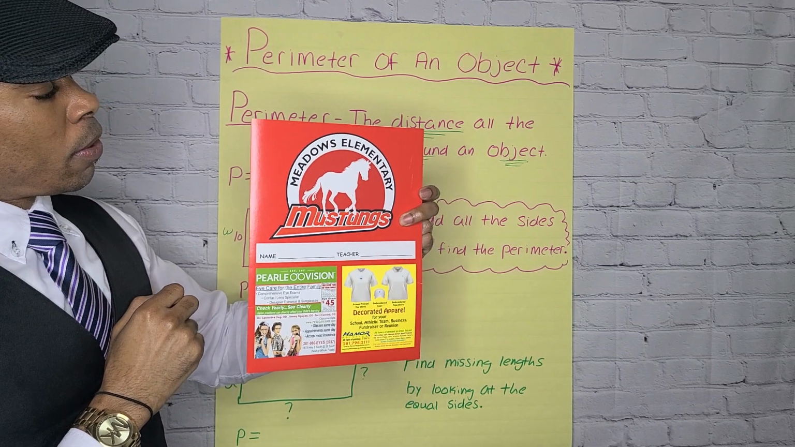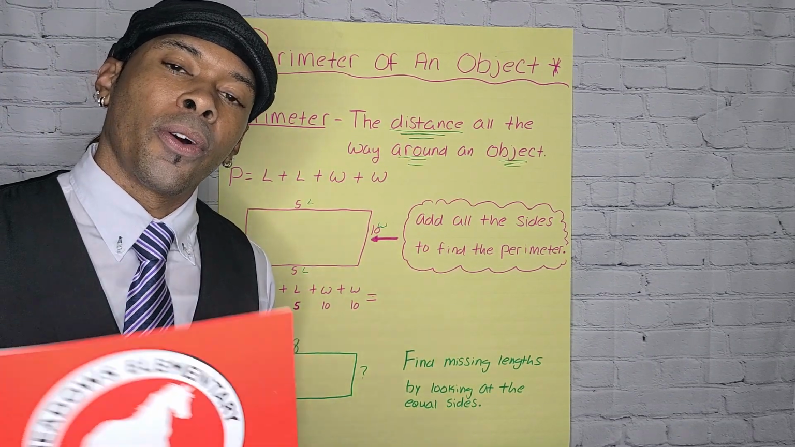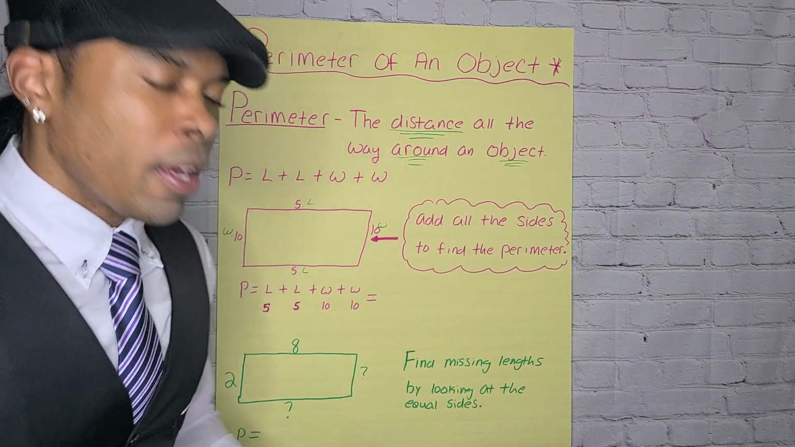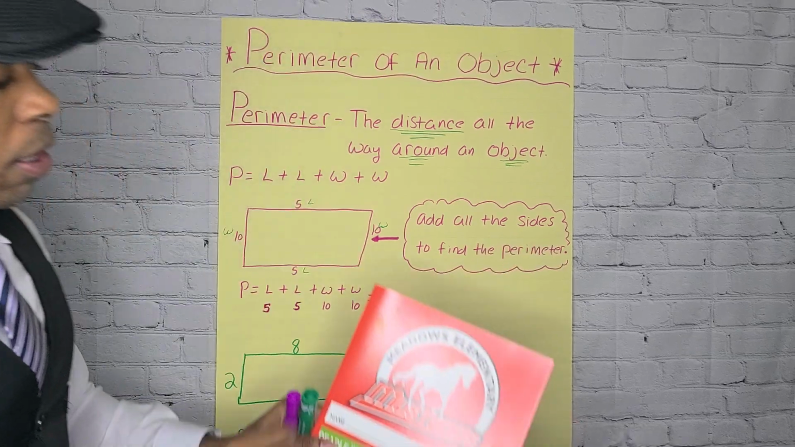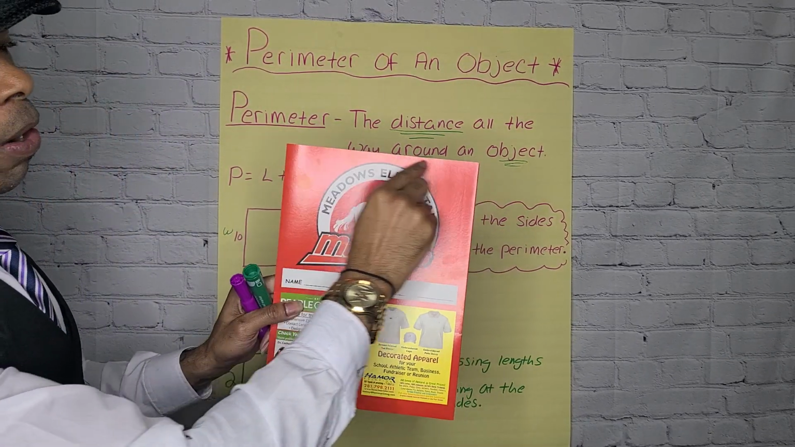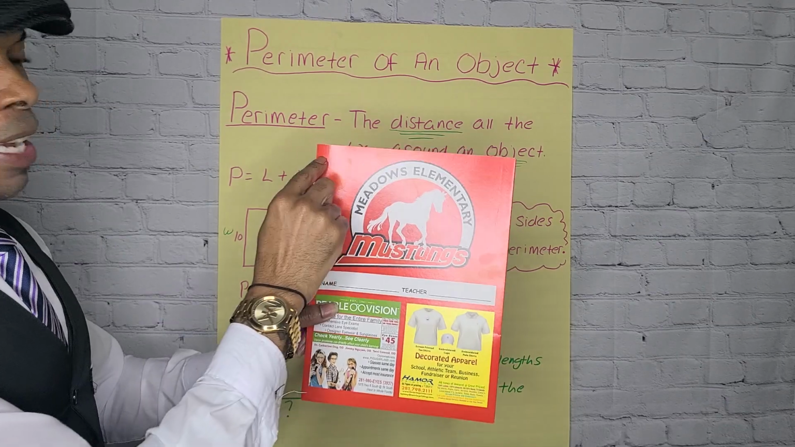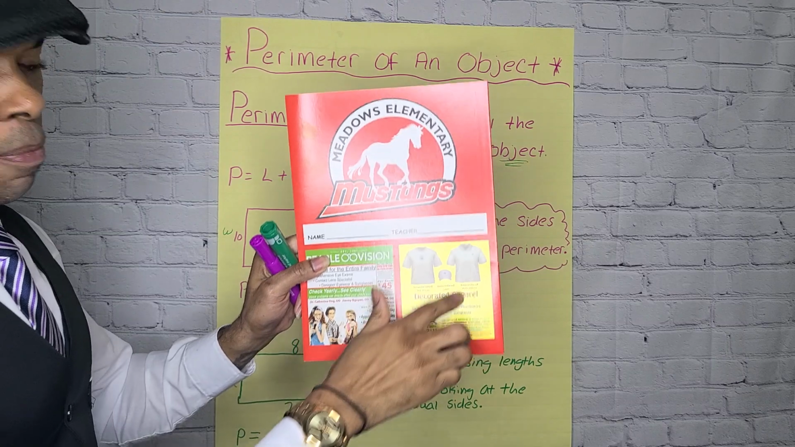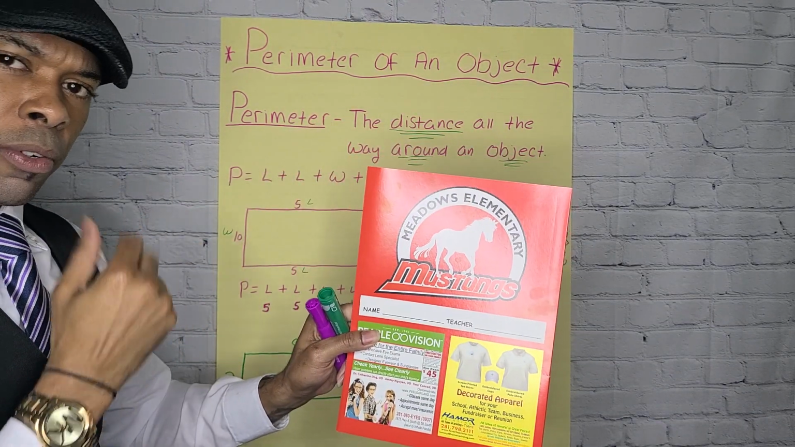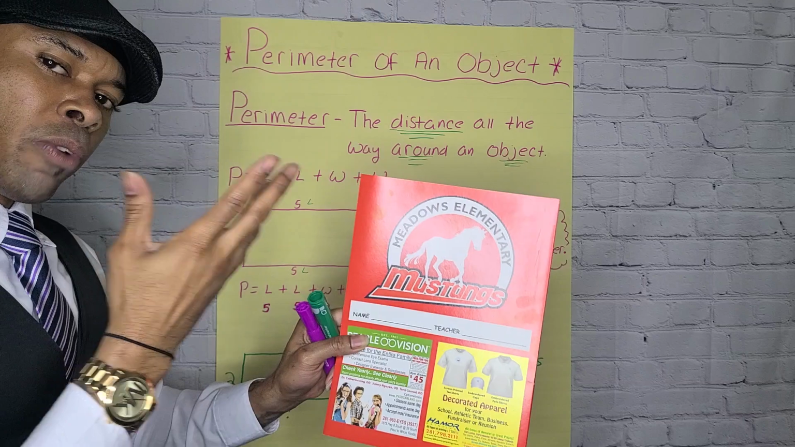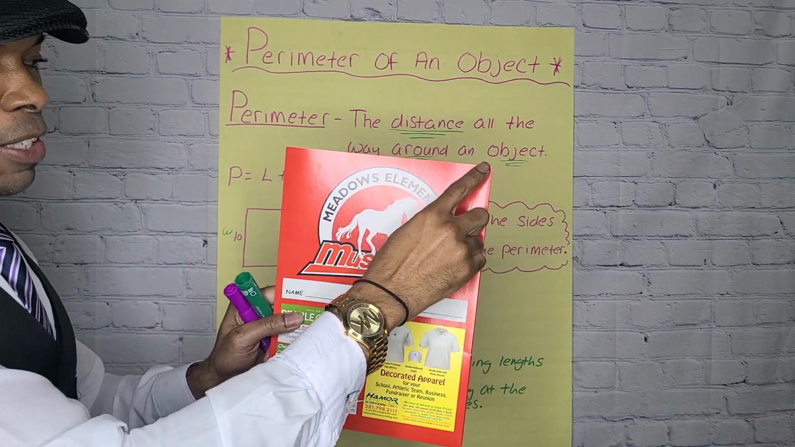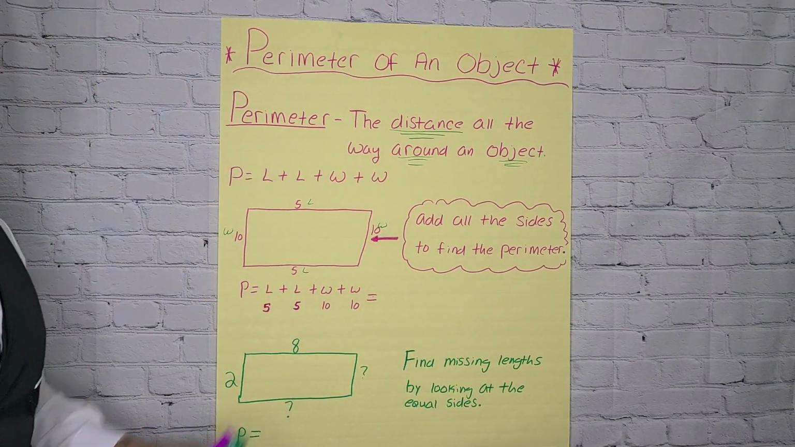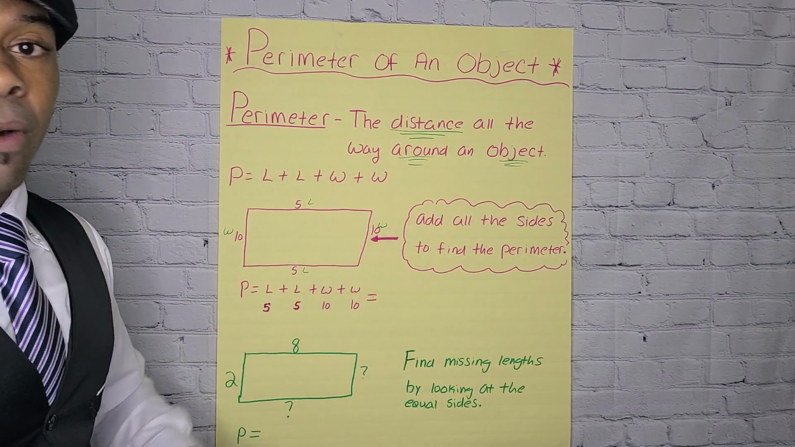Think about when you're walking on the hard top and you're having to do your laps. If you're right here at the starting point and you're going all the way around, once you get back to that starting point, you made one lap, right? If you go around it again and you go back to that starting point, you done made 2 laps. What you have done is you have walked the entire perimeter of the hard top. Perimeter, distance, all the way around an object.